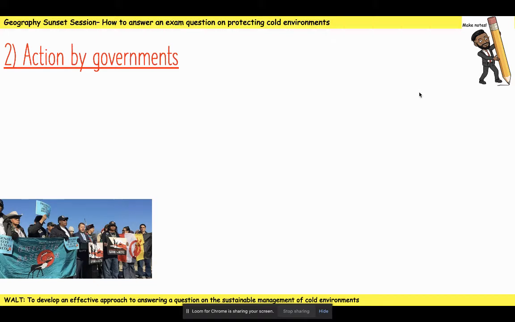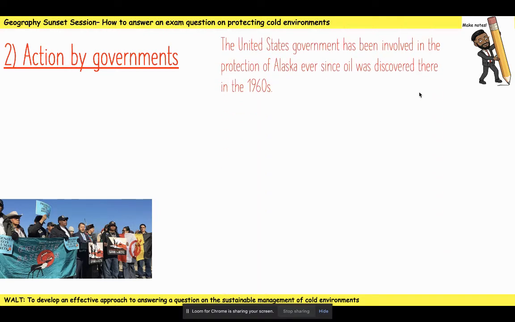The second thing that I want you to add to your working slide is the action by governments. These are actions that governments can take to sustainably manage cold environments. The first thing to say is the United States government has been involved in the protection of Alaska ever since oil was discovered there in the 1960s. So when we're thinking about action by governments, we're in Alaska, and with the Trans-Alaskan pipeline, we are thinking about actions by the US government.